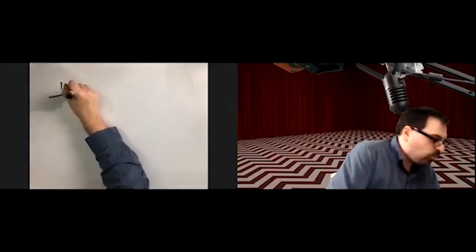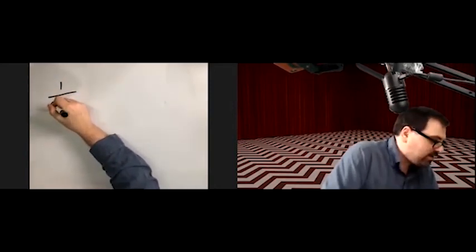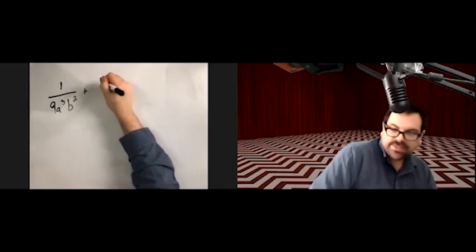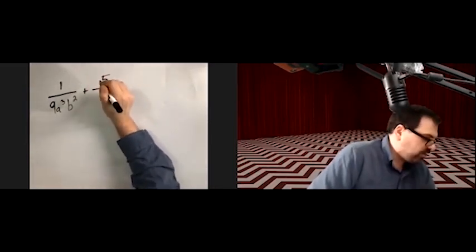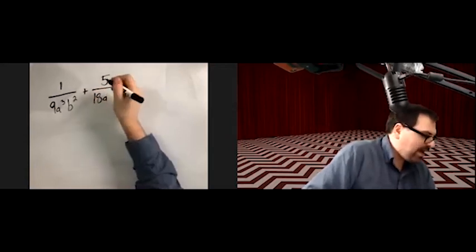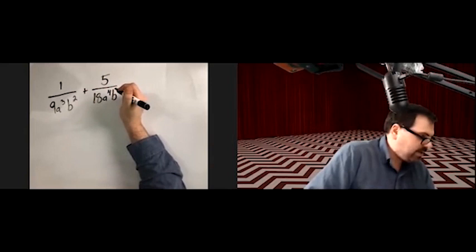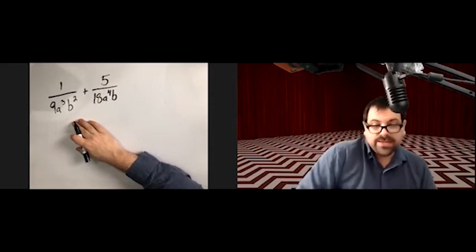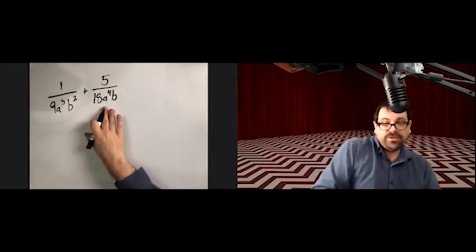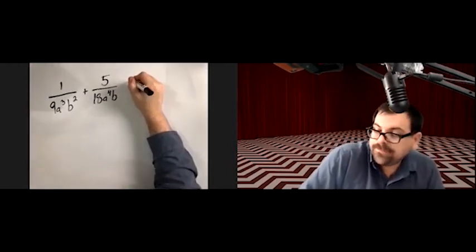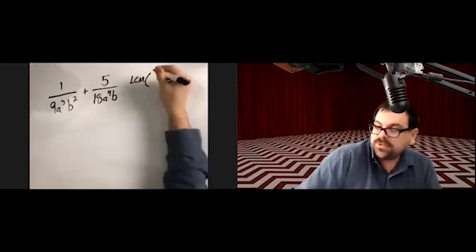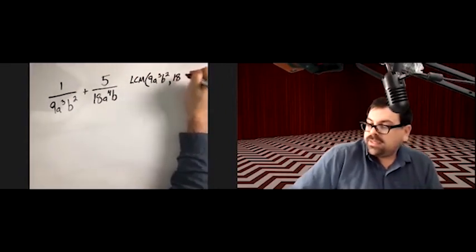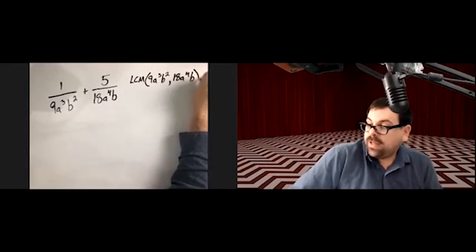Let's add 1 over 9a cubed b squared plus 5 over 18a to the fourth b. We need a common denominator to be able to add these. So we need the least common multiple of the two denominators. We need the least common multiple of 9a cubed b squared and 18a to the fourth b.